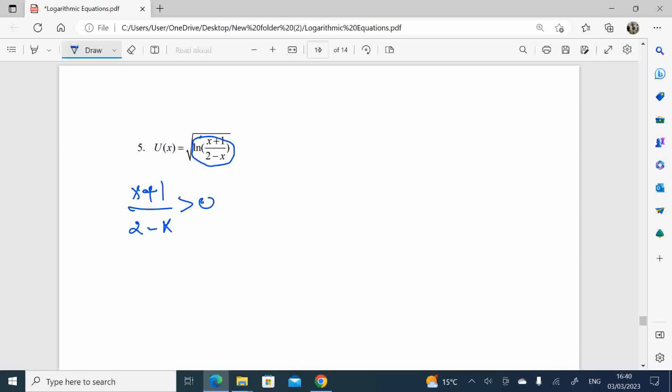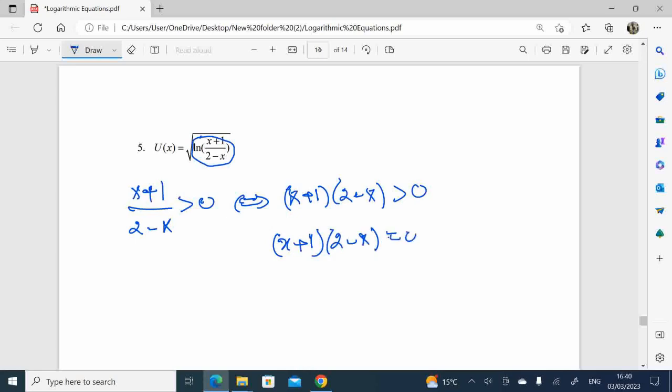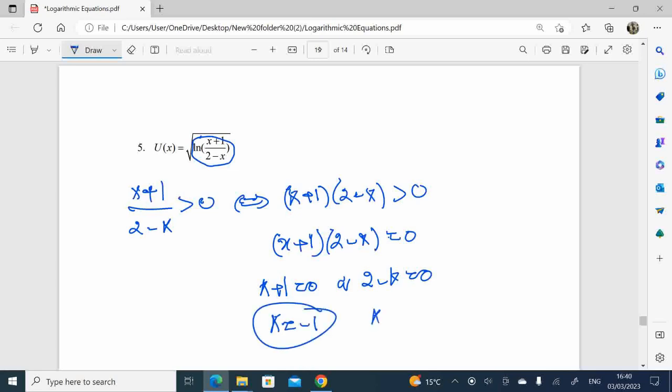So this is equivalent to saying (x plus 1) times (2 minus x) is greater than 0. In order to solve this, first we solve (x plus 1) times (2 minus x) equal to 0. So it means x plus 1 equal to 0, or 2 minus x equal to 0. The first one, x equals minus 1, this is the first root, and the second, x equals 2, this is the second root. So put them on the number line, minus 1 and then 2.